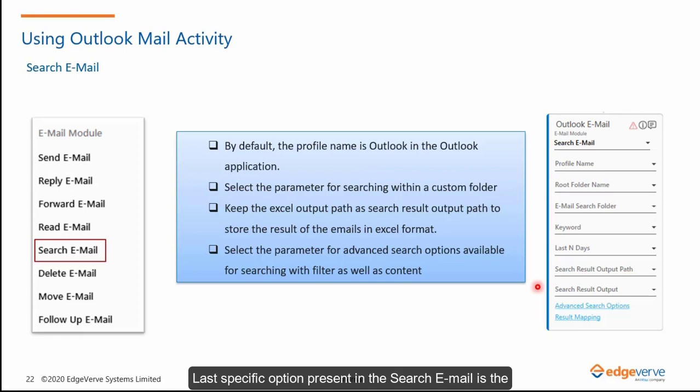The last specific option present in the search email is the advanced search option. The advanced search option contains various fields to filter your search keyword. You have email search folder and email read status as filters, and on the basis of content you can provide advanced search criteria to your search operation.